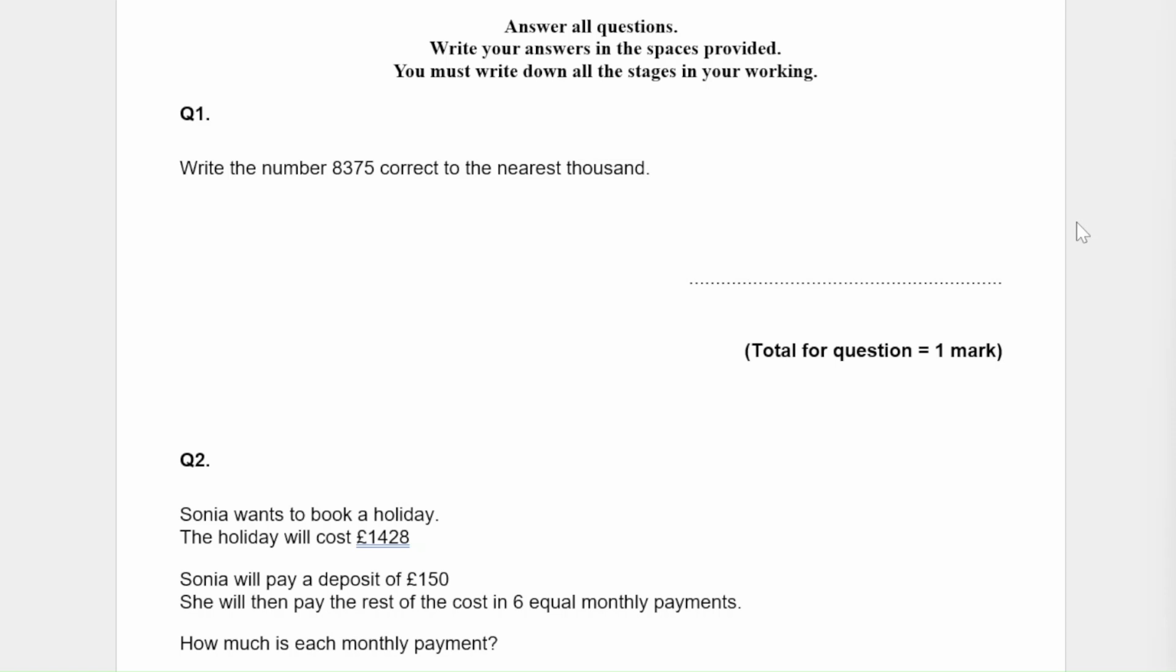So question 1, write the number 8,375 correct to the nearest 1,000. Well, the 1,000 digit is the 8, so it's either close to 8,000 or 9,000, and that one is closer to 8,000.